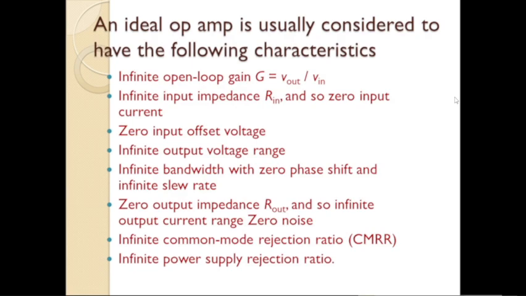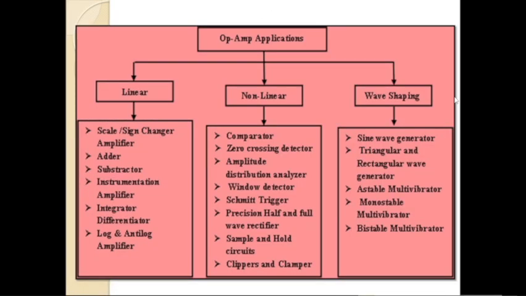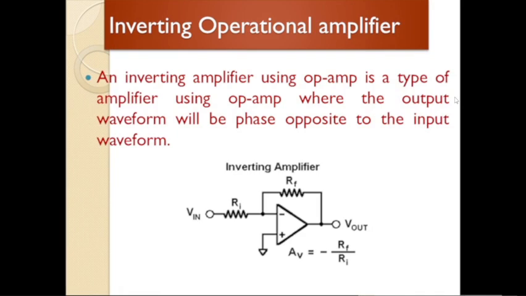The output of the inverting operational amplifier, or gain we can call output by input, is given by: the gain is going to be negative here, the ratio of feedback resistance to the input resistance. The feedback resistance is connected across the inverting terminal and the output terminal.